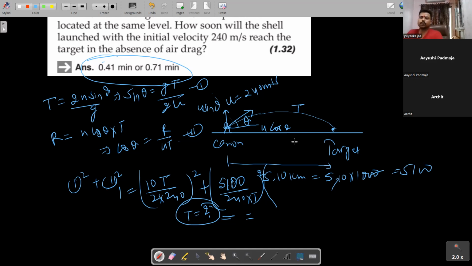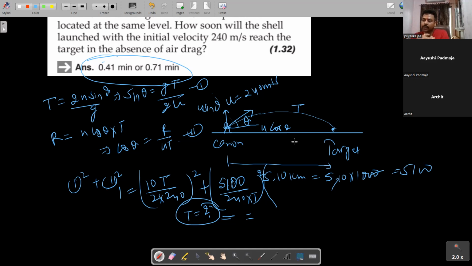Then why did you divide it into two parts? Yes, you can consider from ground to highest point and then highest point to ground again. Then why don't you consider the whole thing as one phenomenon? Why are you dividing this into two different situations? Why?